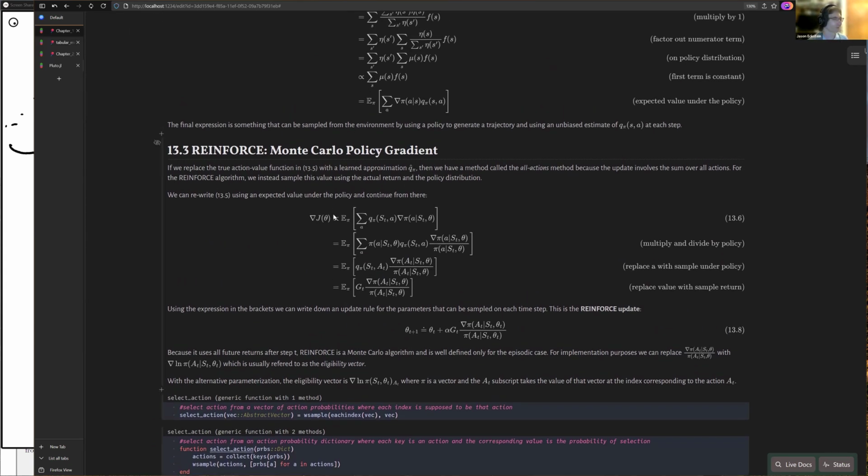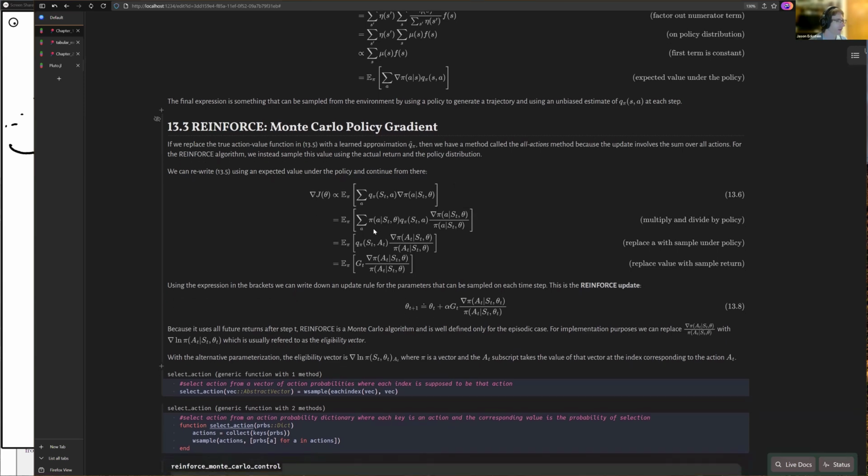So we're going to start with this expression. We have our gradient now proportional to this expected value. And to massage this into something that we can sample, we're going to multiply and divide by the policy function here.